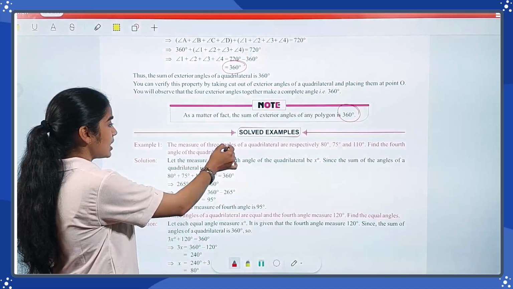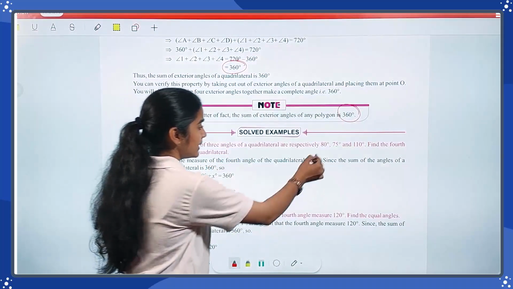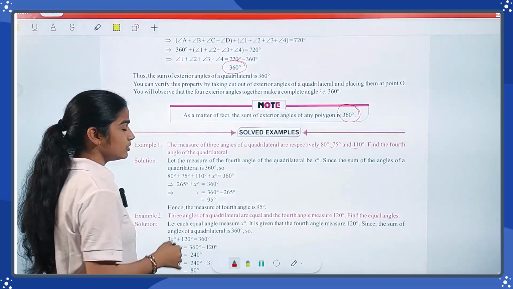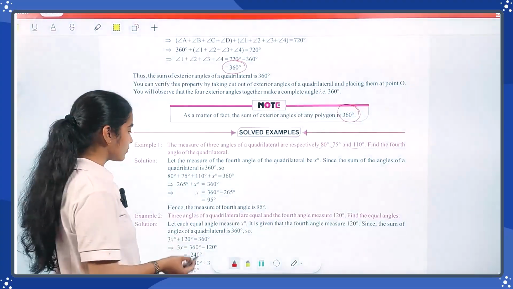Now the measures of three angles of a quadrilateral are respectively 80, 75 and 110. Find the fourth angle of the quadrilateral. So again we know how we have to solve this question.